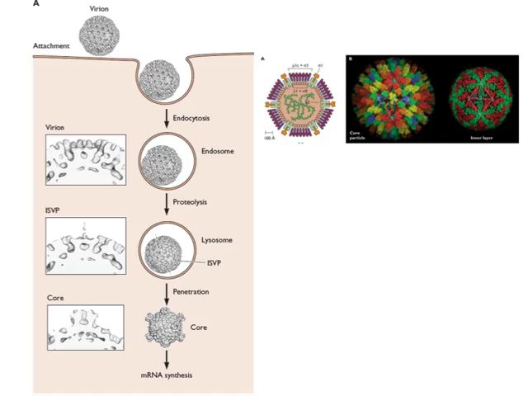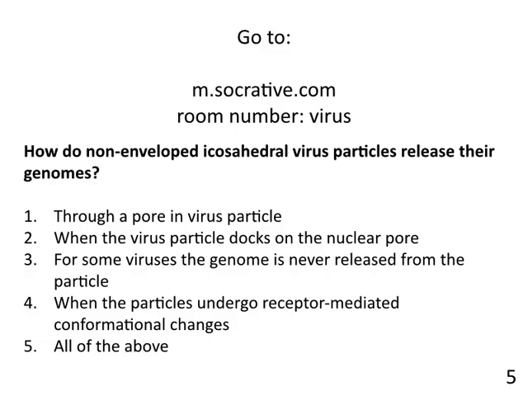And I forgot to tell you another thing. Let me go back here. I had to tell you that the RNA never gets out of this particle. I forgot to tell you. So the core gets in the cytoplasm, and actually all the mRNA synthesis happens in this core. We'll talk about that in more detail next time. So for some viruses, the nucleic acid never gets out. So you can have a pore, it can dock on the nuclear pore, the genome may never be released. Receptor-mediated conformational changes, that's poliovirus, so it's all of the above.